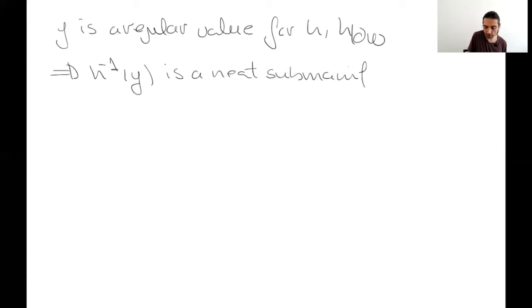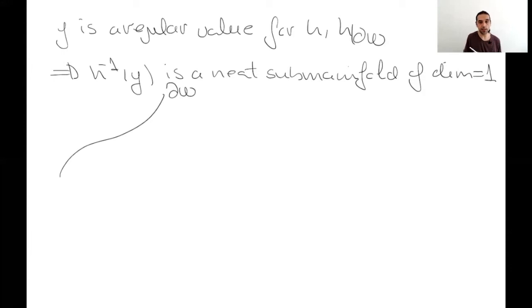Of dimension, and the codimension of this net submanifold is indeed going to be equal to n. Since W has dimension n plus 1, the dimension of this net submanifold is equal to 1. Okay, so now we can make a picture here of the boundary of W, and the preimage of Y is going to have several components.